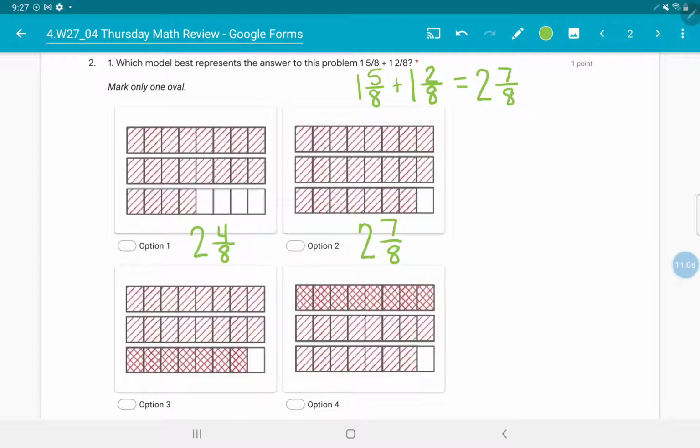If I look at option 3, what is option 3 showing? It shows the same, but all the ones on the bottom are X'd out. It started with the same amount, but they crossed out all of the 7/8 at the bottom. So all that's left is 2 wholes. Option 4 has 2 and 7/8 to start with, but they crossed out 1 whole, so we have 1 and 7/8 left. So which one's the correct answer? Option 2.